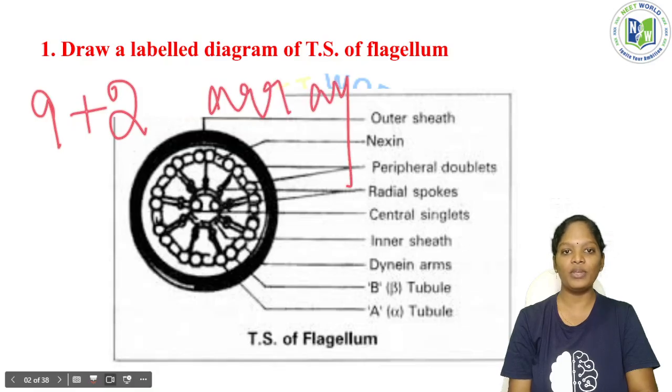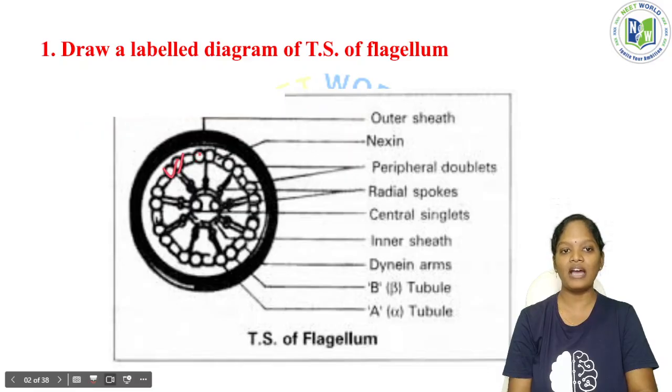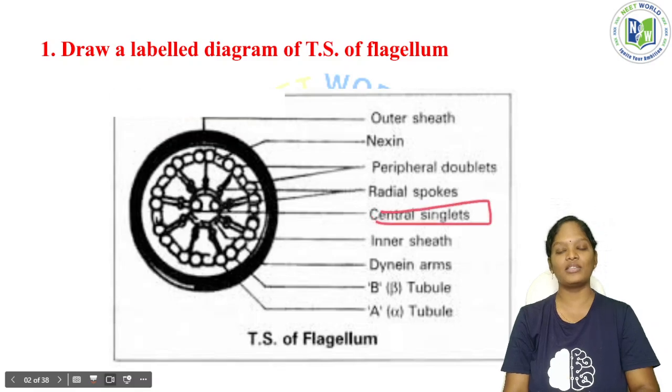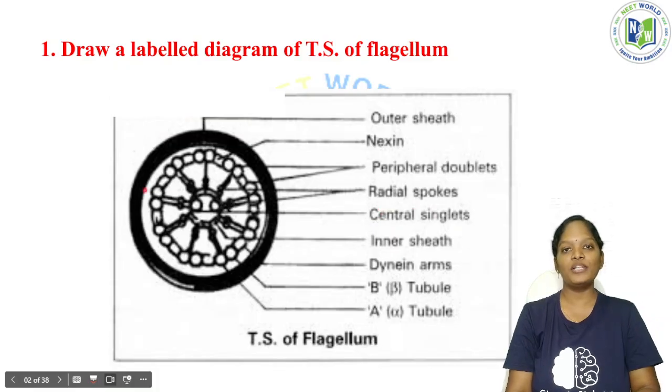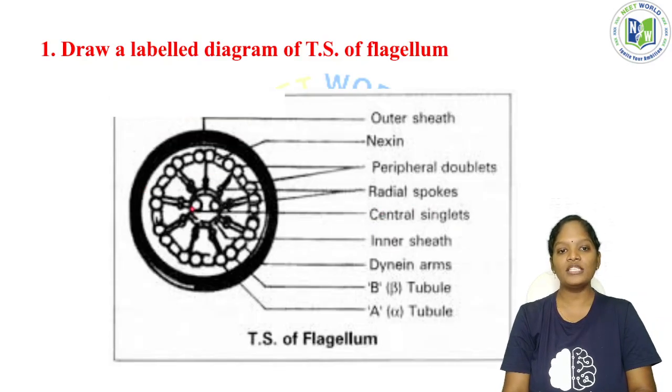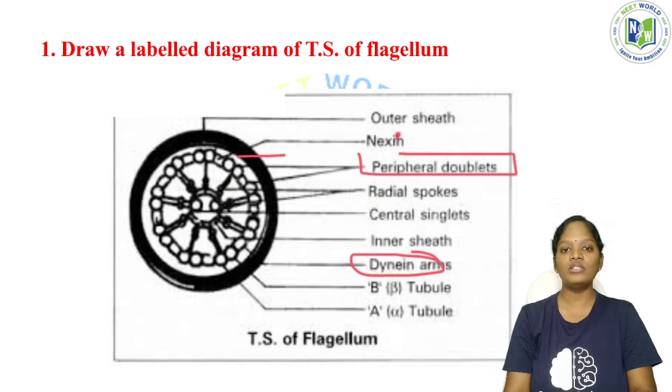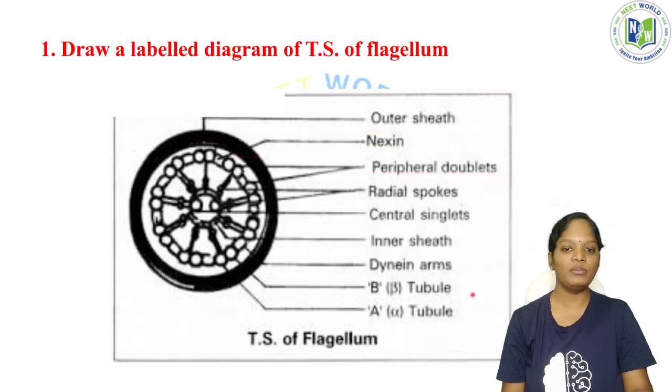Array means arrangement. 9 means the outer doublets, 1 2 3 4 5 6 7 8 9, so 9 doublets will be there. The inner ones are called the inner central singlets. Here the microtubule is present as a singlet, not as a pair, so that is why it is a 9 plus 2 arrangement. There are spokes present here, called radial spokes, and the doublets are called peripheral doublets. Besides the dynein arms, we also have the nexin arms. All these are the parts of the flagellum. So this will be the first question.